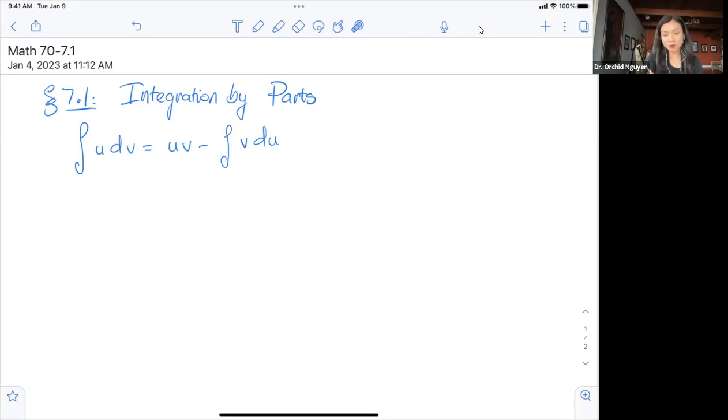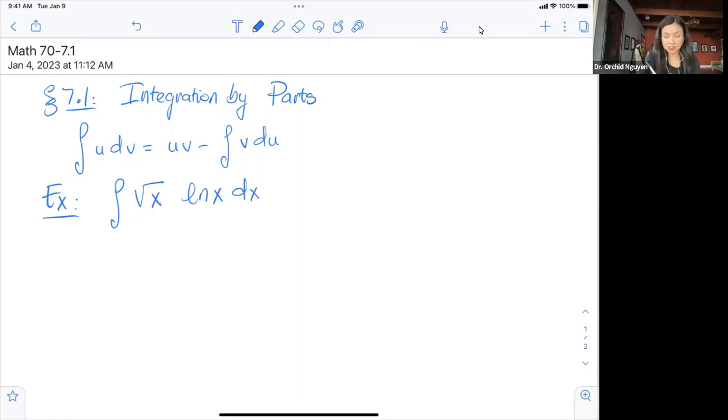So the most important part of these problems is you need to figure out which one is u and which one is dv. Let's begin with an example. This is actually a problem from the book. We want to integrate square root of x times ln x dx. Okay, so which one should be u and which one should be dv?